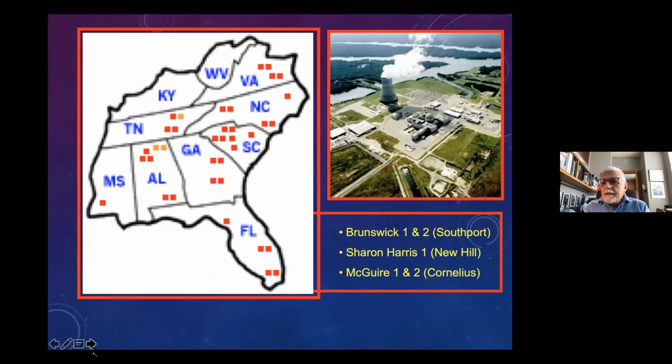In the United States, we get about 20% of our electricity from nuclear. In North Carolina, we have 5 reactors, and so we're generating about 35 or 36%.